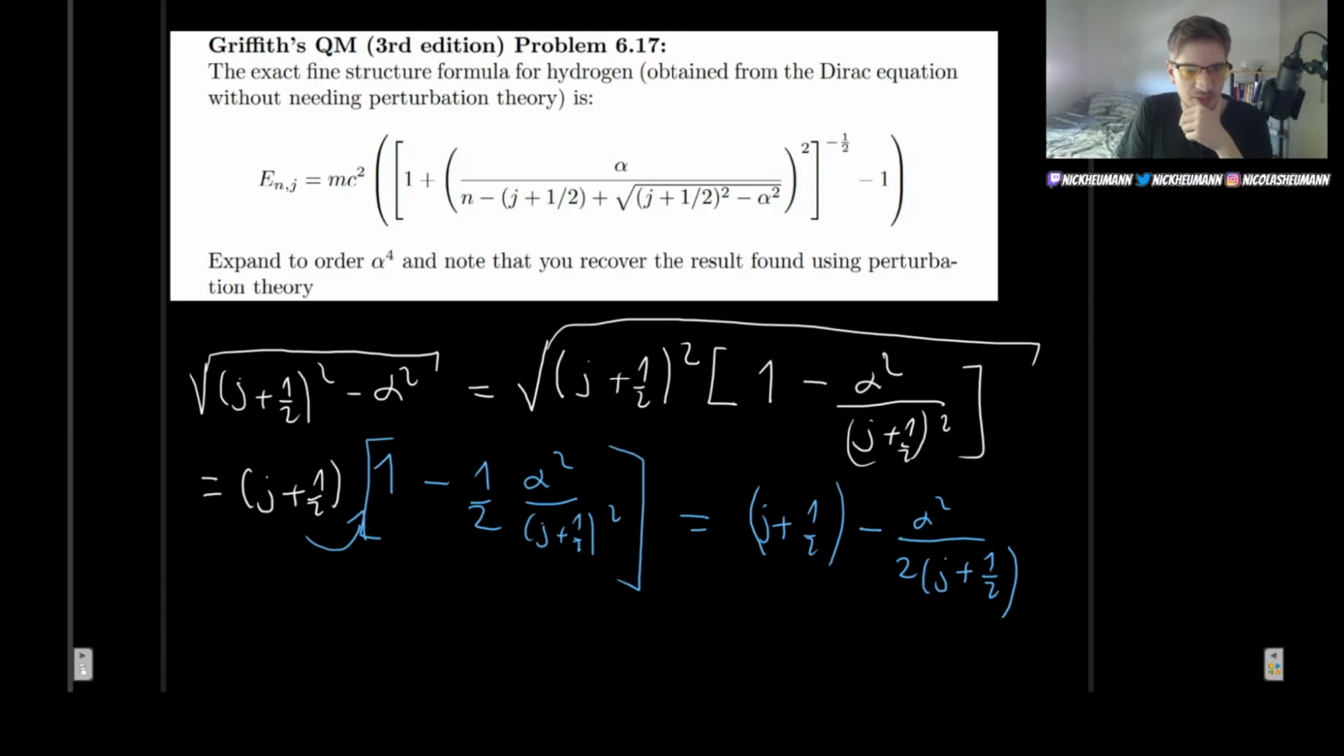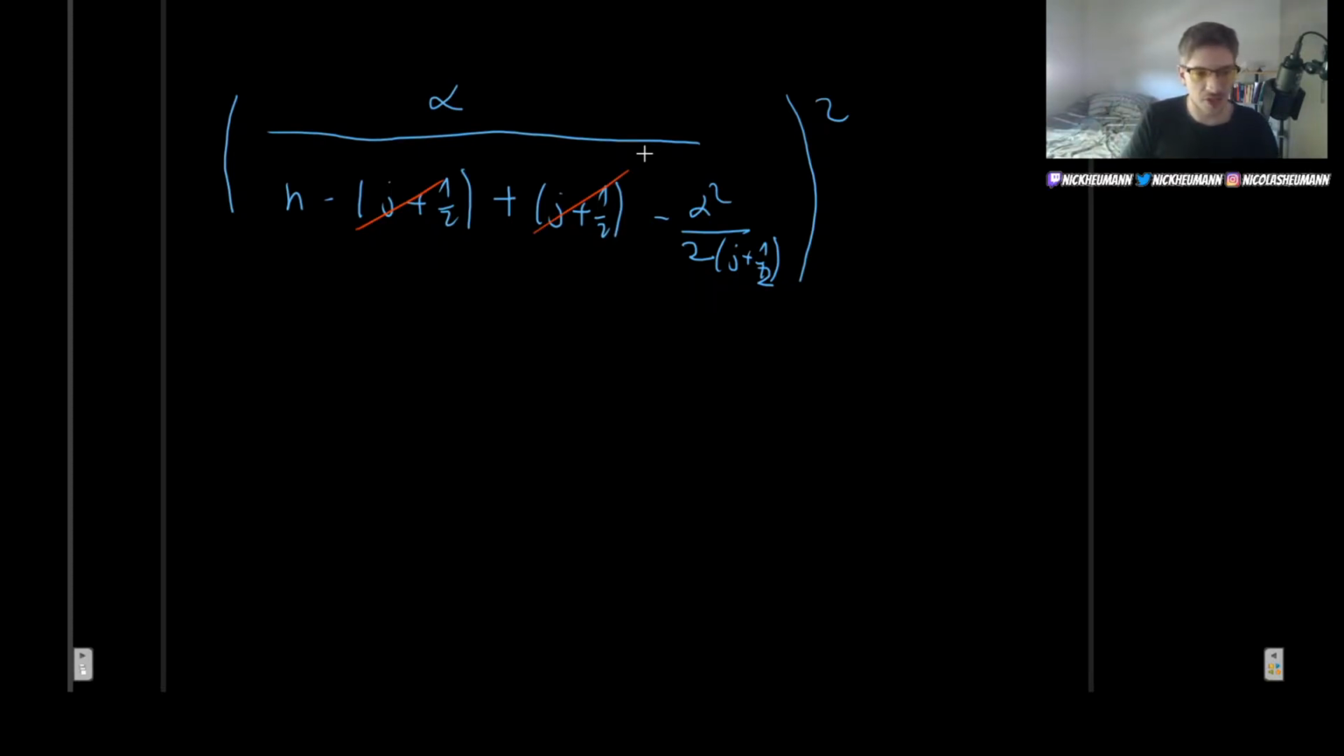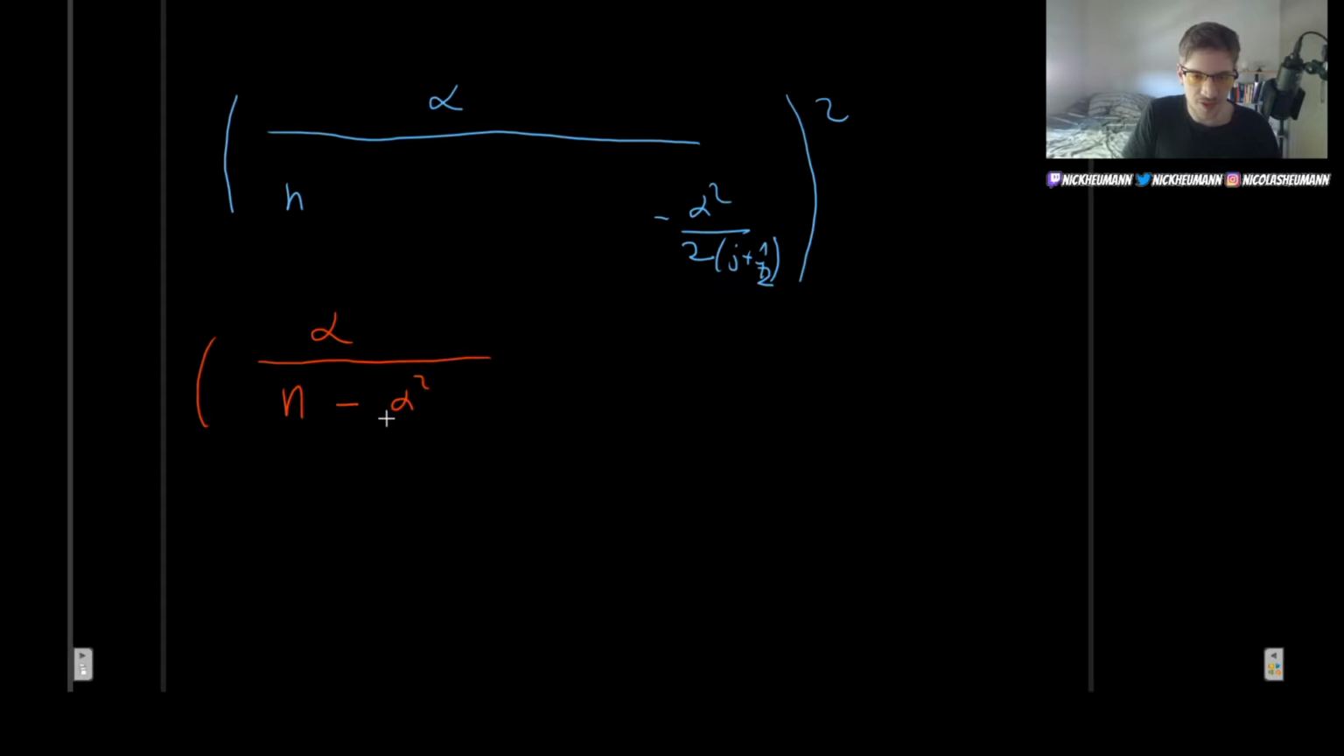All right, so we have alpha over n minus j plus 1/2 plus the square root, I believe, right? Yes, and the square root we already know is j plus 1/2, and then we have minus alpha squared over 2j plus 1/2, and I'm checking because I don't want to make a mistake. Okay. All right, and all of this is squared. So this is what we now want to simplify or expand, depending on what can happen. So first of all, we notice that this and this are exactly the same, so they cancel each other out. All right, so that's very nice. So all that we are left with is alpha over n minus alpha squared divided by 2j plus 1/2 squared.